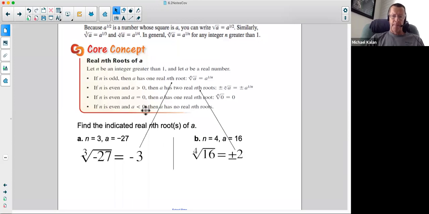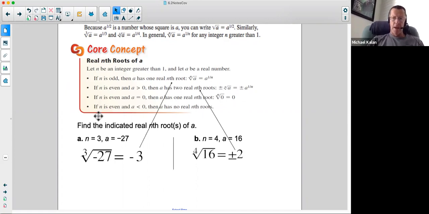All right. Well, what about if n is even, so we're looking for a square root, a quartic root, sixth root, eighth root, 10th root, and a equals 0? In other words, what is the root of 0? That's always going to be 0, right? If I wanted the square root of 0, isn't 0 times 0 equal to 0? What about the fourth root of 0? Isn't 0 times 0 times 0 times 0 equal to 0?